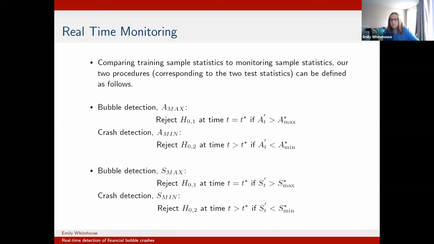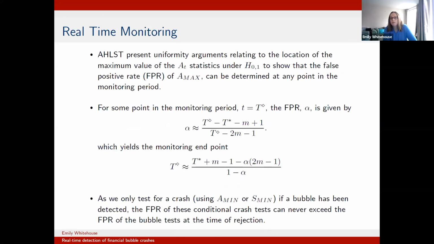If we reject at that point, then I think we're in a bubble and I want to switch into monitoring for a crash. We're calling that procedure A min, and we're going to reject that second null hypothesis at some later point in time if the monitoring statistic is now smaller than the minimum that we got from our training sample. And obviously exactly the same thing can apply to the S statistic as well. The nice thing about setting it up in this way is that for some point in time in our monitoring period, we can determine exactly what the false positive rate will be.